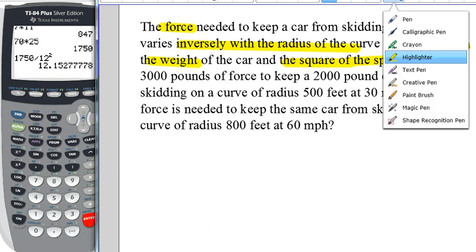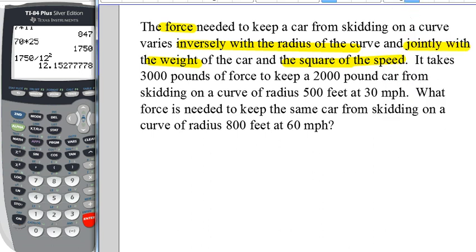Okay, it's going to help me to have some letters for these. So let's pick some letters that make sense. So here for force, I'm going to use F. That makes sense. Oh, radius, definitely an R. Weight, W makes sense. And speed, S. All right, so here we go.